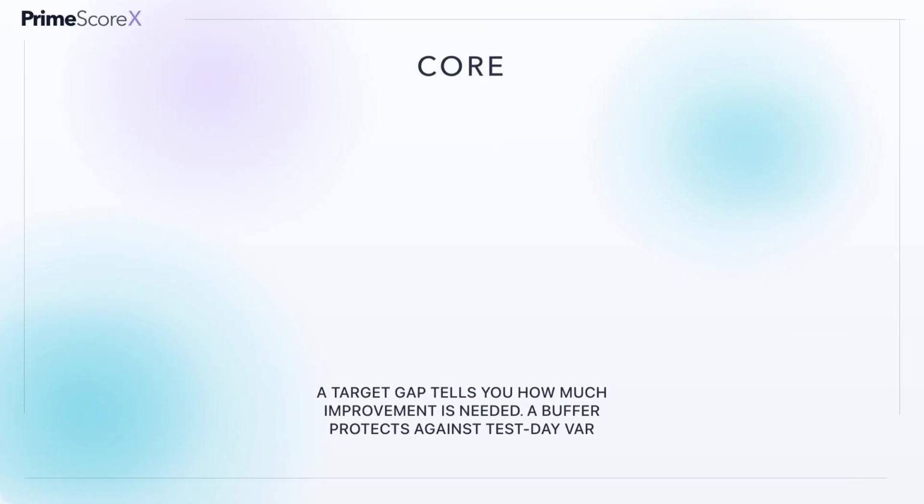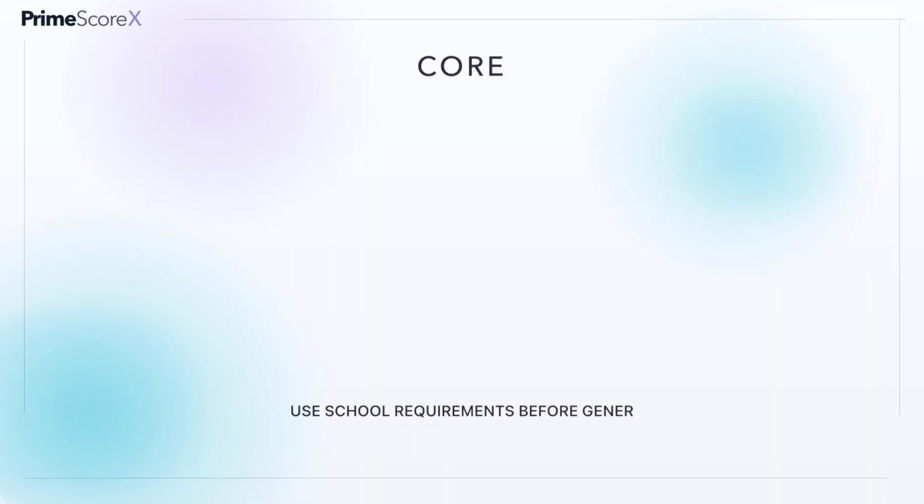The next layer is how the detail behaves inside the real exam experience. A target gap tells you how much improvement is needed. A buffer protects against test day variation. If you prepare only by reading notes, this part can still surprise you. If you train with the structure in mind, the same information becomes predictable and manageable.